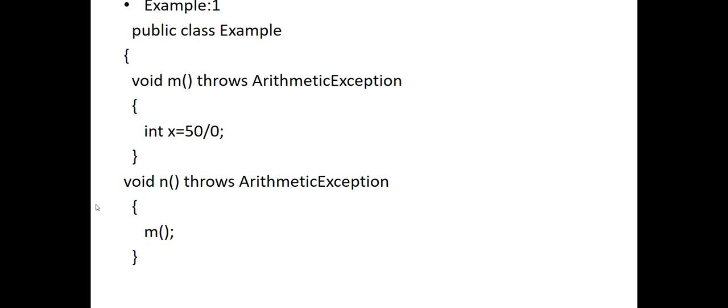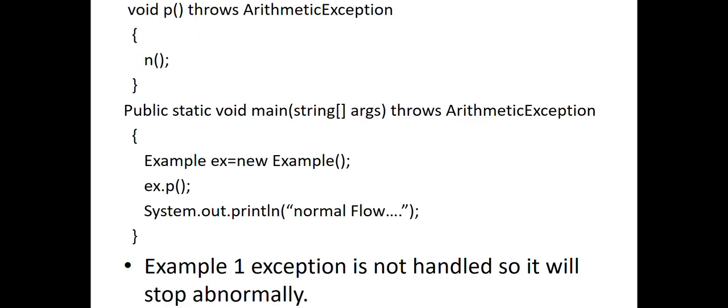the caller method. So next there is one more method, n, which will also throw the ArithmeticException, and in that n I'm calling the m method. So this method also does not have try catch block code to handle that exception. Then there is one more method, again void p, that also throws an ArithmeticException, that is n.